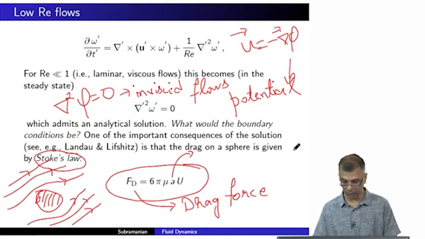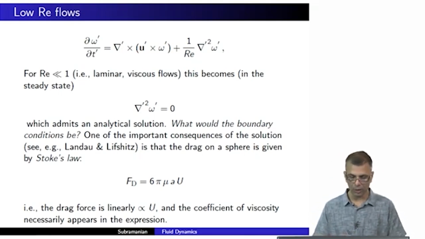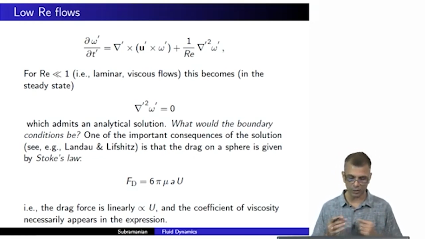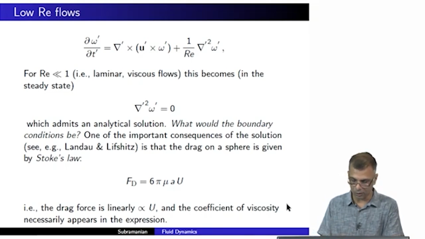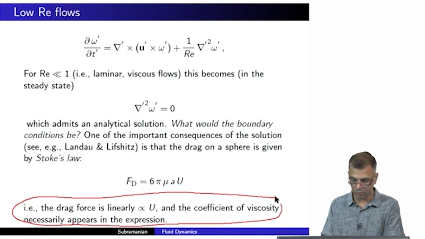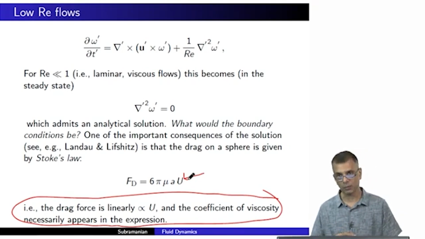Okay, so taking off from where we left off, we were talking about the drag force on a smooth sphere when it's moving through a viscous fluid. And this is what we said: the drag force is linearly proportional to the velocity, right? And the coefficient of viscosity necessarily appears in the expression. I'm simply stating this. We haven't derived this.